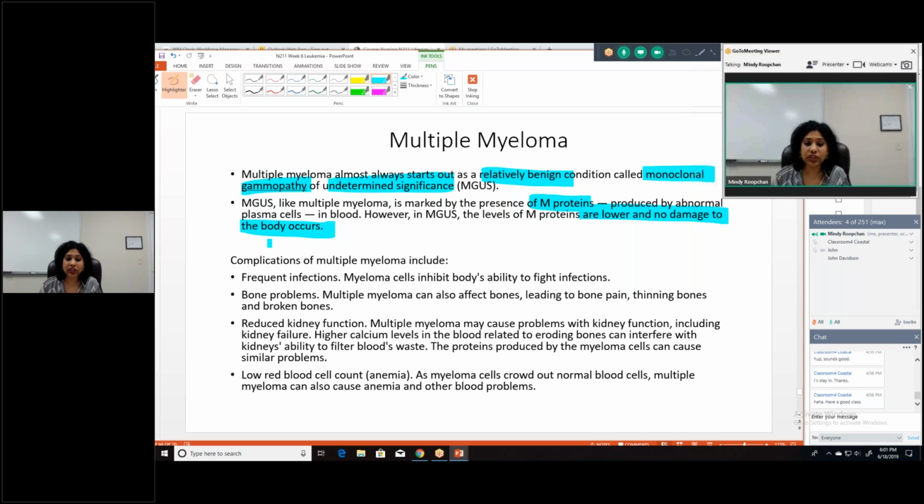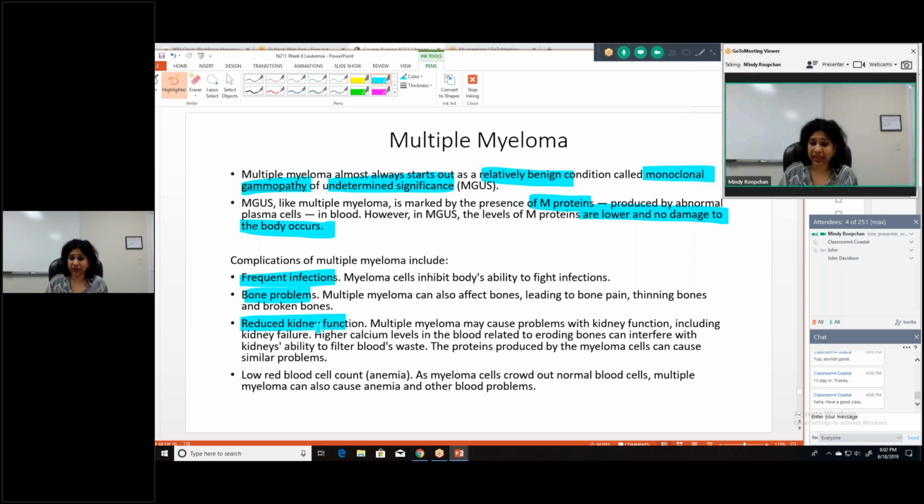Complications, however, for multiple myeloma would be frequent infections because you're not able to fight the infections off, bone problems because it's affecting the bones, leading to bone pain, thinning bones, broken bones, reduced kidney function. So now we're looking at kidney failure.